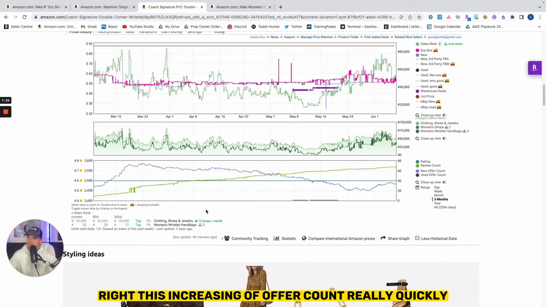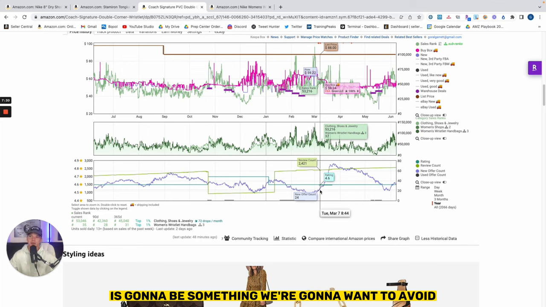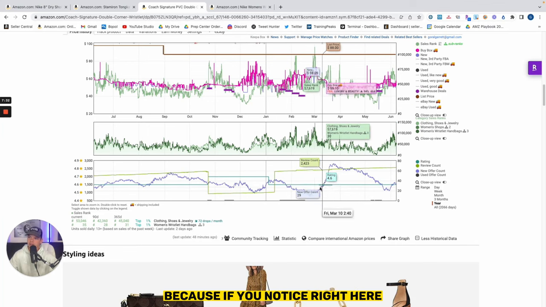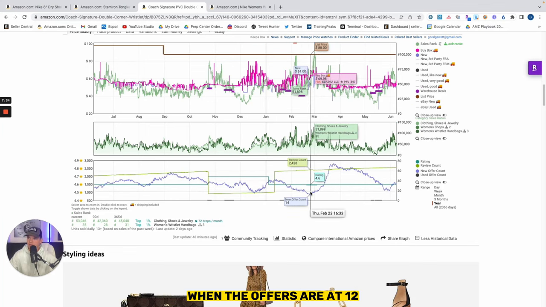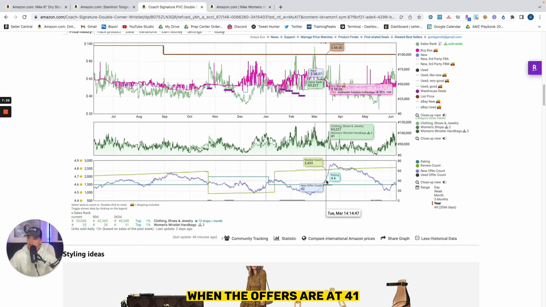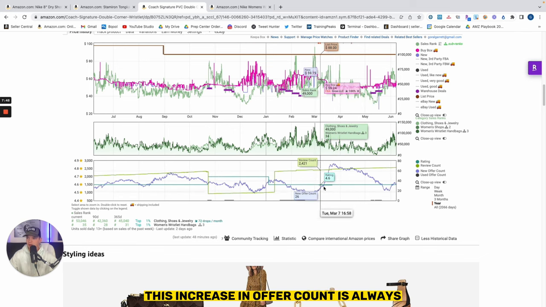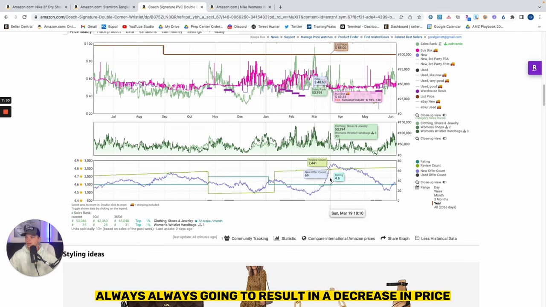This increasing of offer count really quickly is going to be a red flag. It's going to be something we're going to want to avoid, because if you notice right here when the offers are at 12, the price is at 61, right? Right here when the offers are at 41, the price is at 51, right? When the offers are maxed at 75, the price is now 48. This increase in offer count is always, always, always going to result in a decrease in price, right?